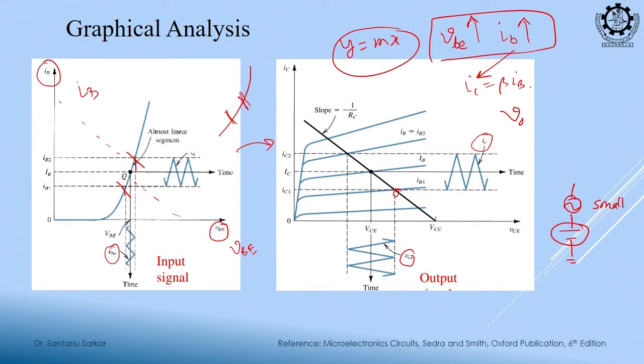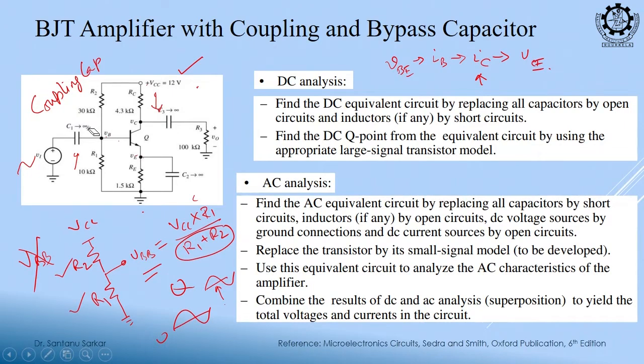So, you see, what should be your ideal value? C value, large or small? It should be large enough so that it behaves like a block for the DC, and at the signal frequency it behaves like a short. What is the impedance of a capacitance?